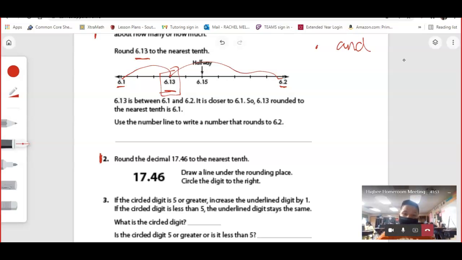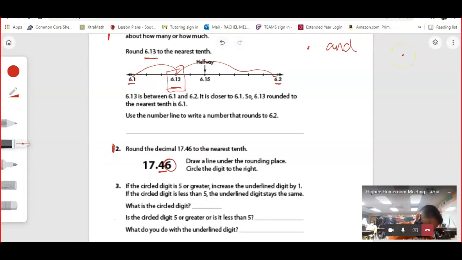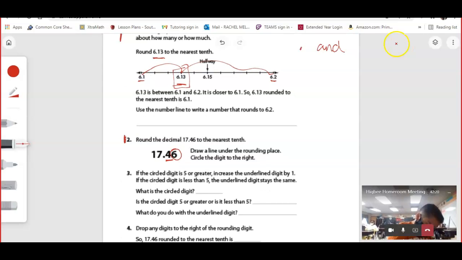Okay, so which place is the rounding place? Which digit? Israel, which digit is the rounding place? 4, good. Okay, and then they're saying circle this one. So you remember that that's the one that you need to look at, right? And then the next part is talking about the rule of 5 or more, okay?